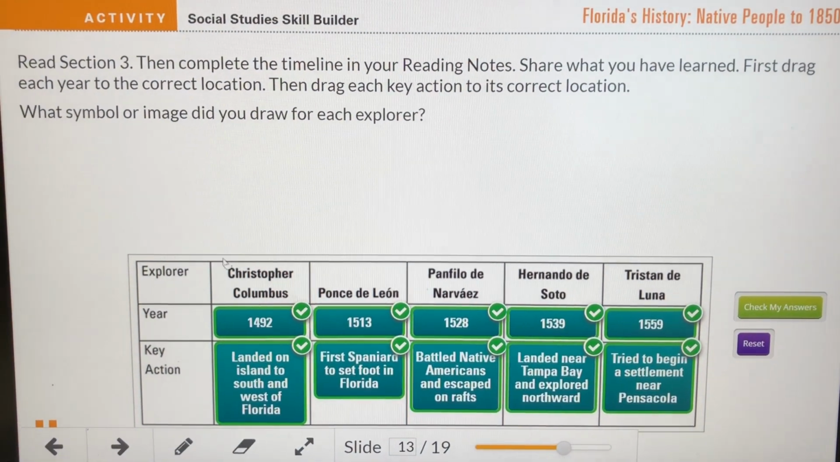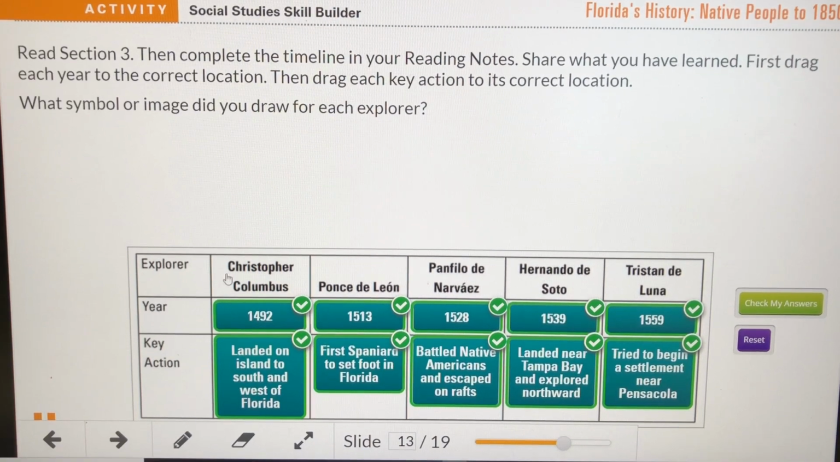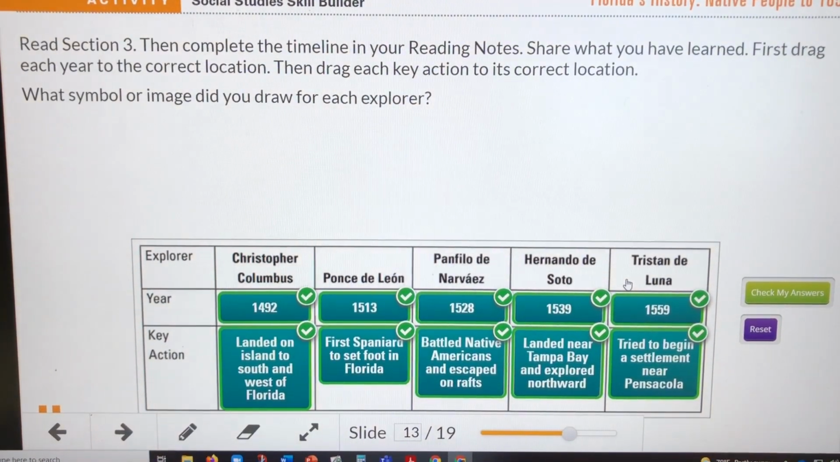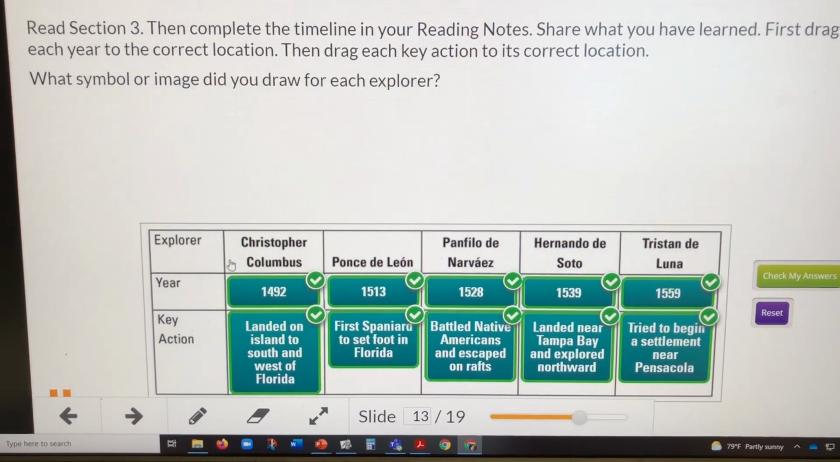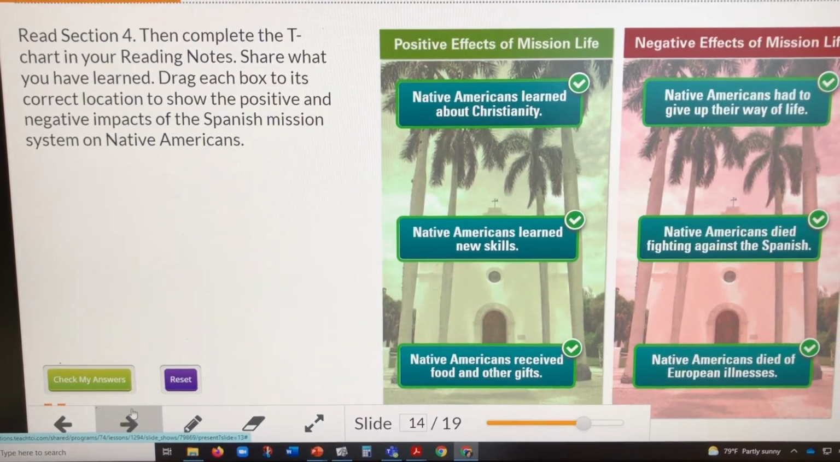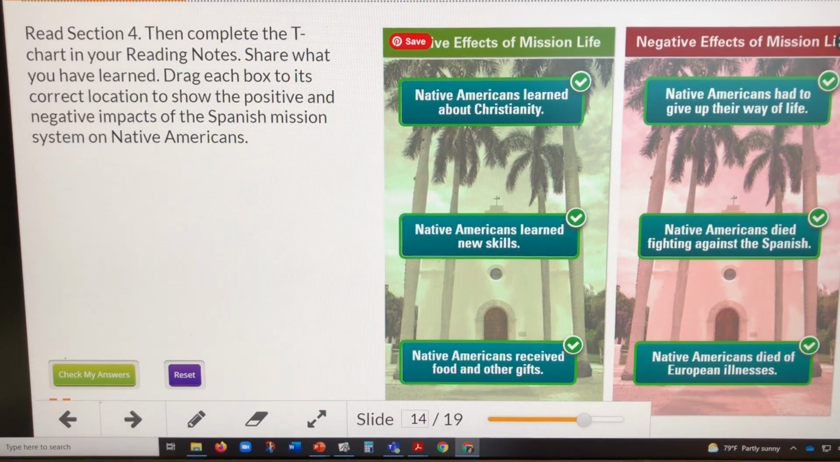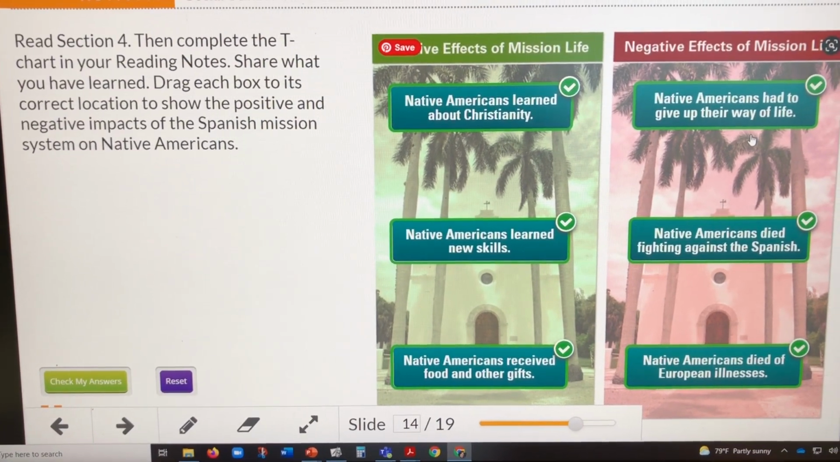So this one is a timeline where we had to put the year and the key action of each of these explorers. And the students checked their answers and made sure that they were all right before we moved on. Then we read section 4, which went over the positive and negative effects of mission life, Spanish missions.